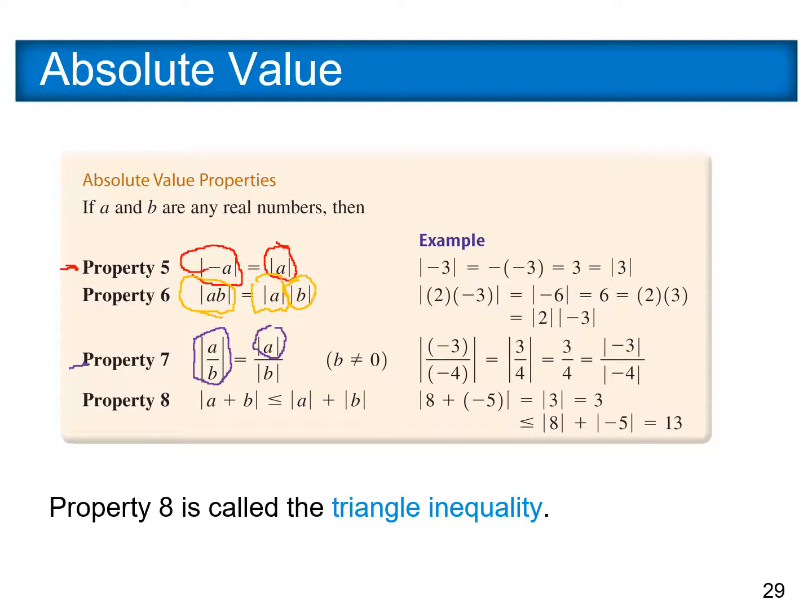And finally, property 8, which is the most important, or the one that is the most tricky, is that if I have absolute value of a plus b, this will be smaller or equal to the absolute value of a plus the absolute value of b. In other words, you cannot simply separate and say they are the same. Actually, if you have two numbers adding inside an absolute value, then when you separate them, their sum will be larger or equal. And this property has a special name. We call it the triangle inequality.